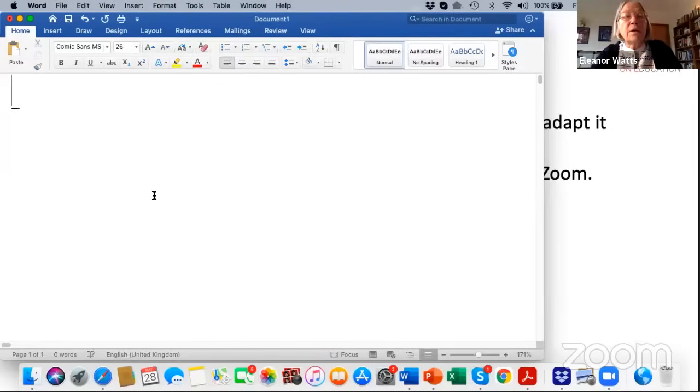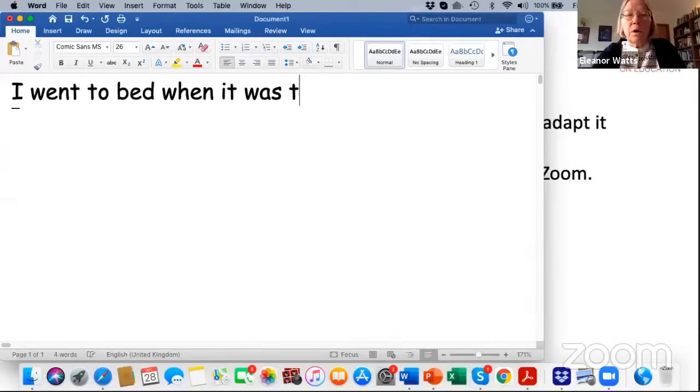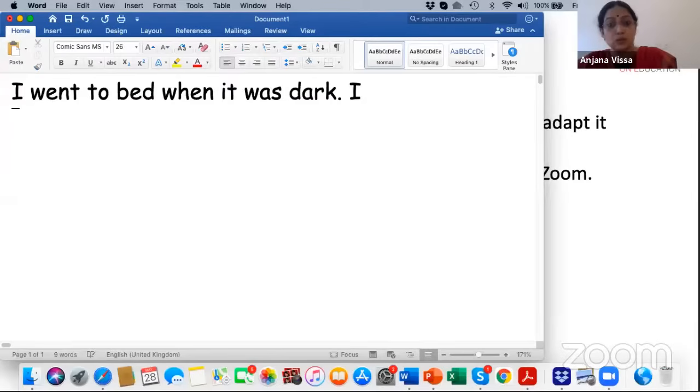And then make the font big. And then, for example, suppose we were writing a story. I went to bed when it was dark. And I could ask the children, what did I do next? I'm thinking of the story that we all made up. What did I do next, Anjana? I woke up startled because there was a noise outside my window.